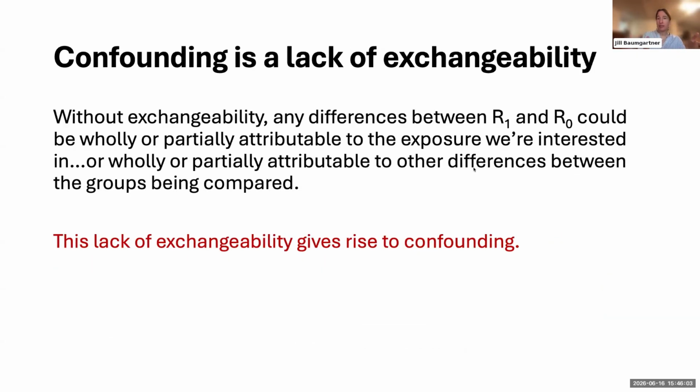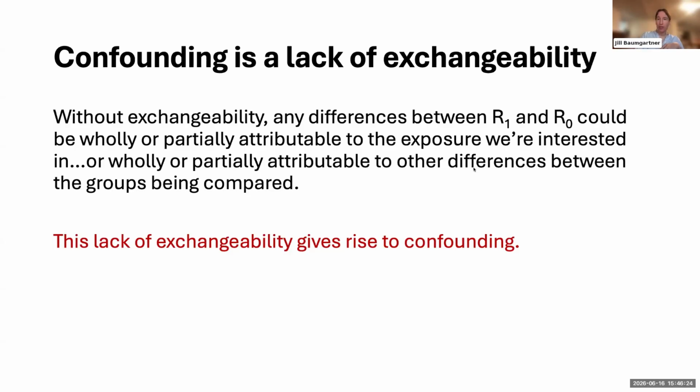And confounding is the result of a lack of exchangeability. So without exchangeability, any differences between our exposed and our unexposed groups could be fully or partially attributable to the exposure that we're interested in, in this case, flooding, or it could be wholly or partially attributable to other differences between the groups that are being compared.